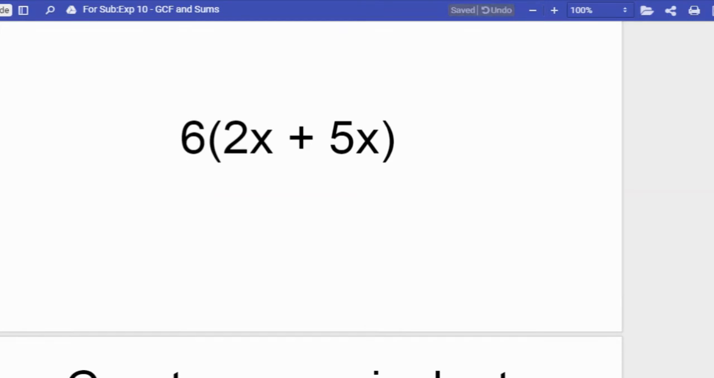Okay, write this one on your whiteboard. All right, so this one looks a little bit different than the one before. This has our variables in there, but we've worked with variables throughout all of the expressions. So the process still remains the same. I have a number outside of parentheses, so I'm going to distribute it through.